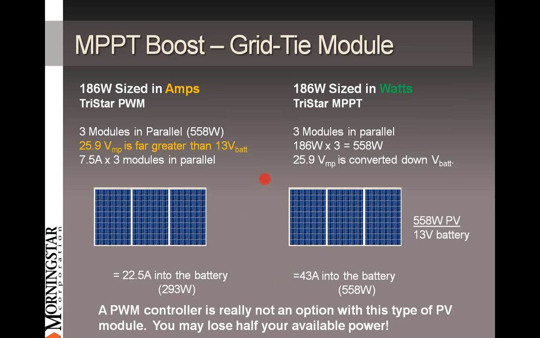And it's scary, but I often hear of, say, an RV or caravan owner who finds a great deal, the lowest cost per watt, and buys high voltage modules, puts them on his PWM controller on his caravan, and sure enough, he probably gets about half of this power. So almost a ripoff, really.